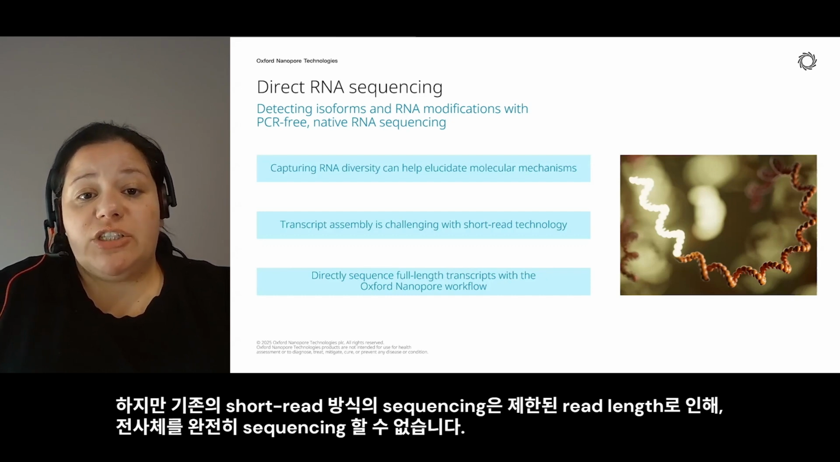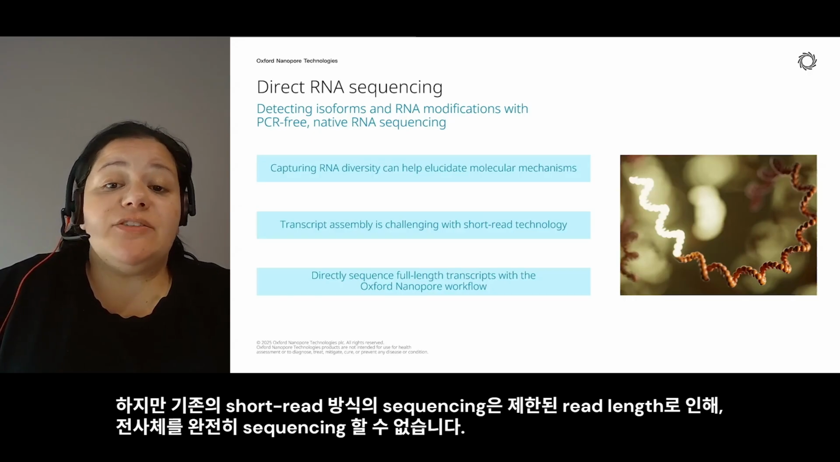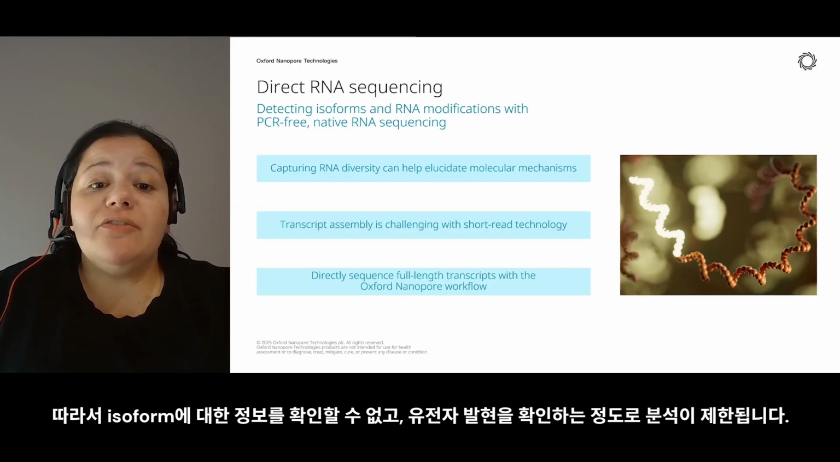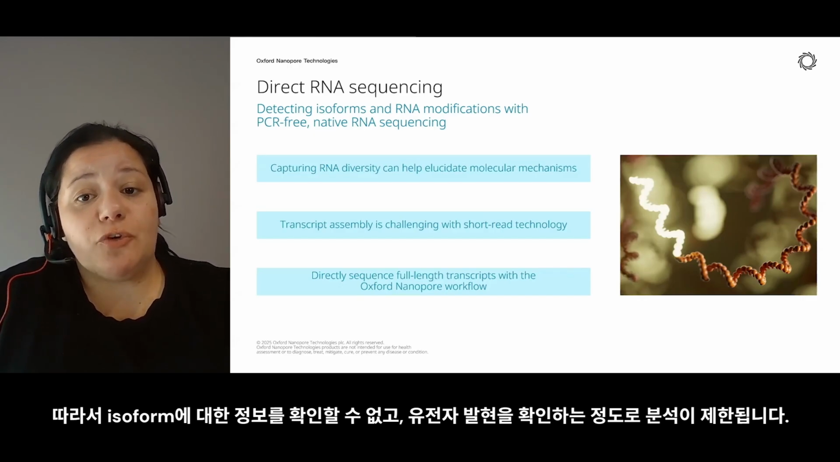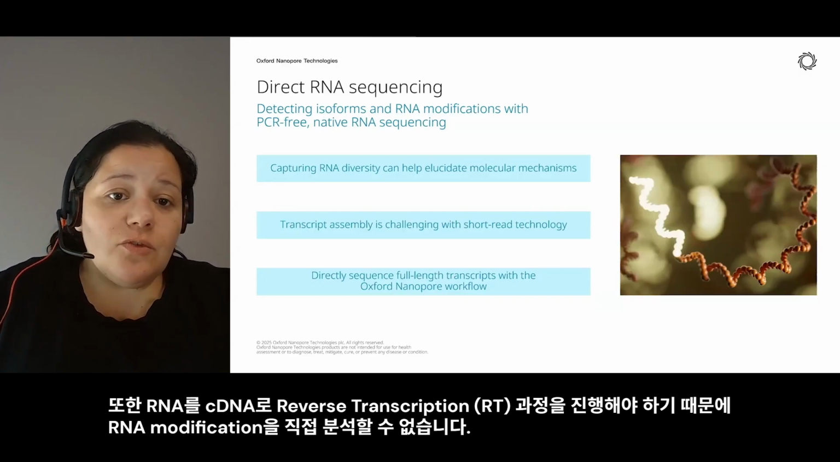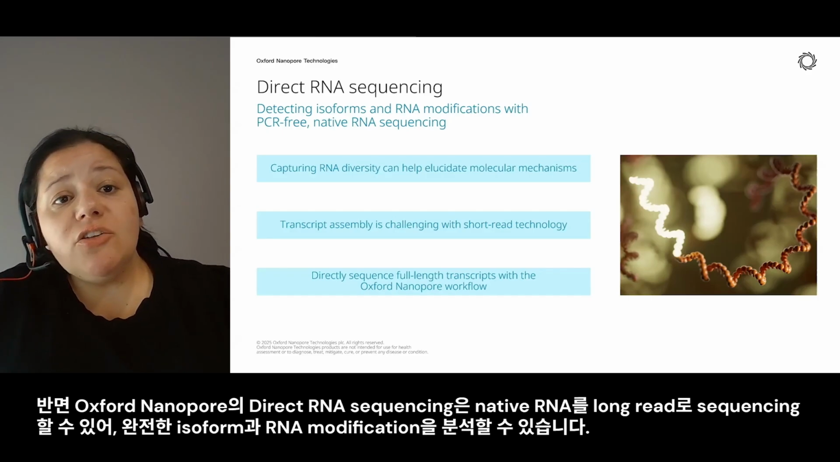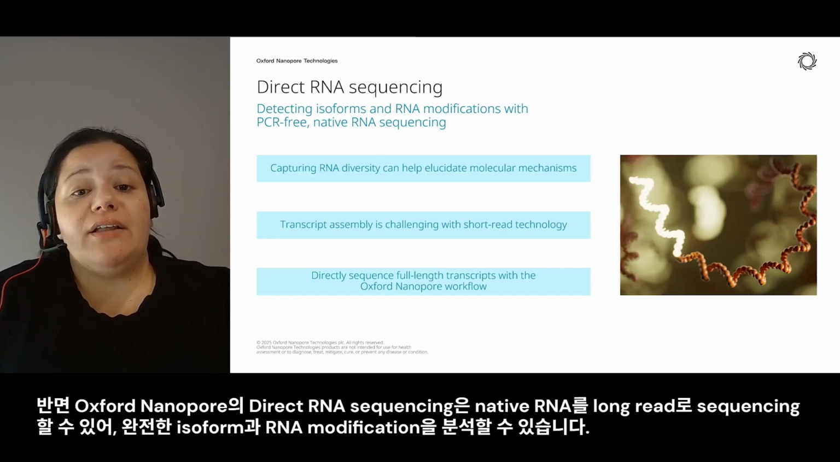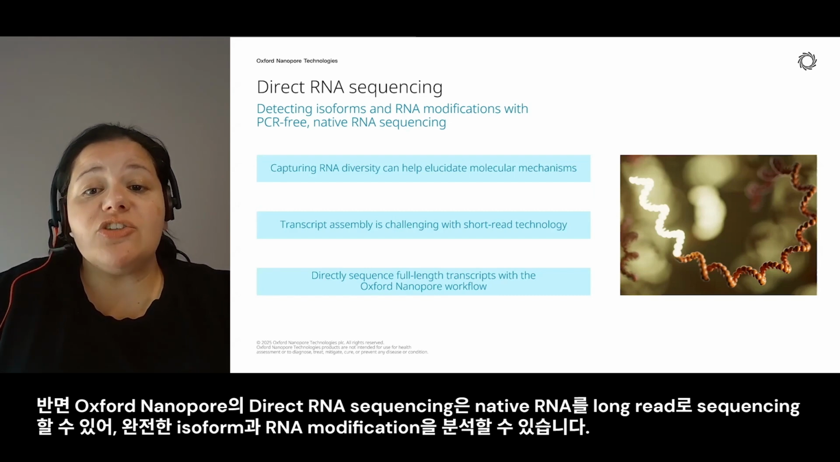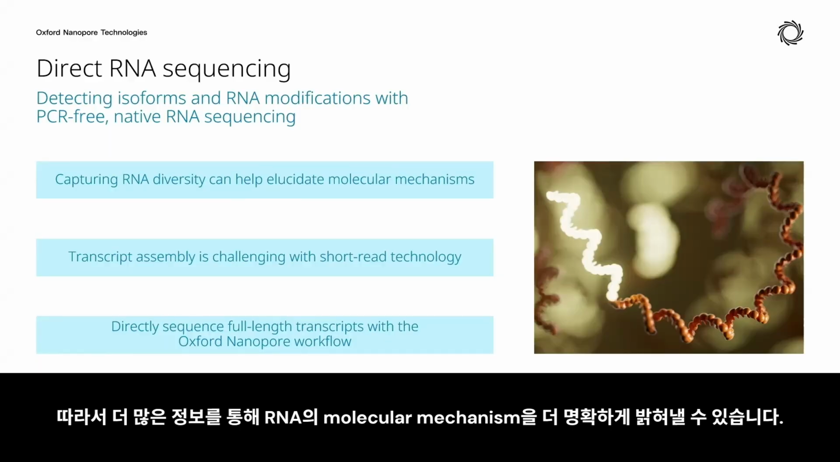With short read technology, though, the limited read length means that the transcripts generally can't be sequenced in full, limiting analysis to the gene expression level and missing important information on isoforms. It's also not possible to directly capture RNA modifications due to the need to convert to cDNA. In contrast, with the Oxford Nanopore direct RNA sequencing workflow, you can sequence native RNA transcripts in single long reads, enabling characterization of complete isoforms and RNA modifications to reveal more information to elucidate those molecular mechanisms.